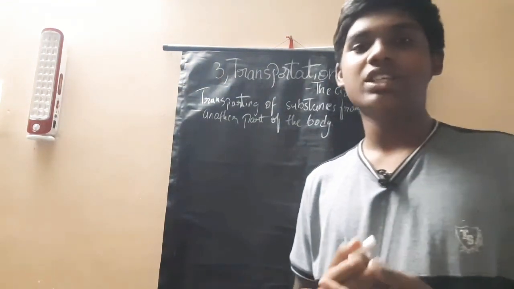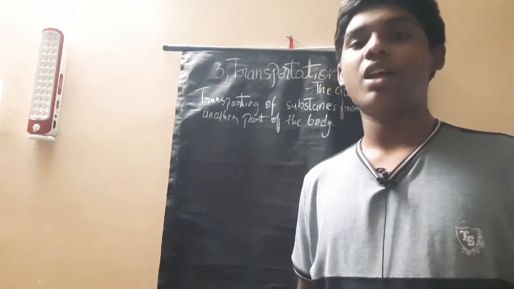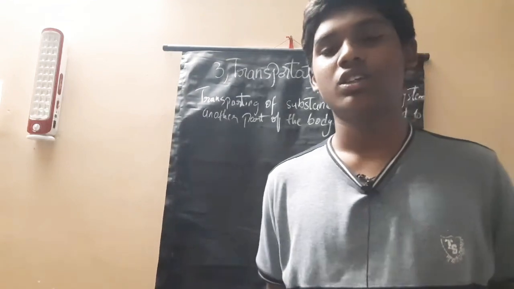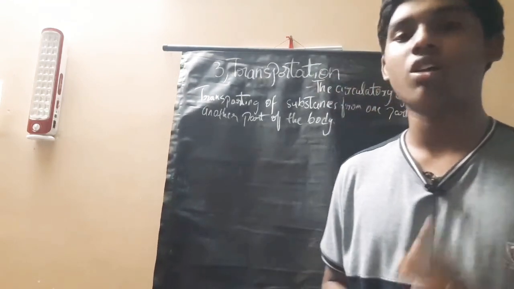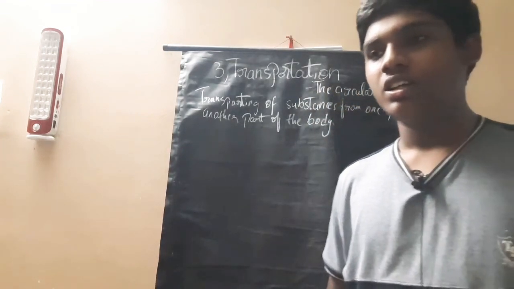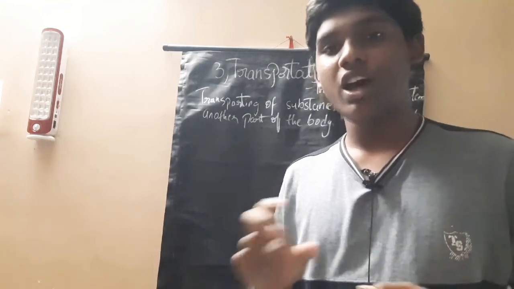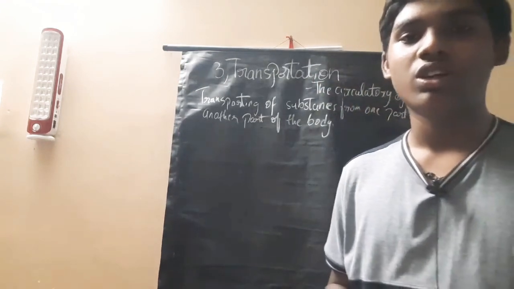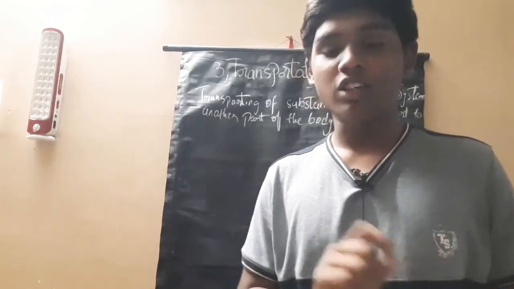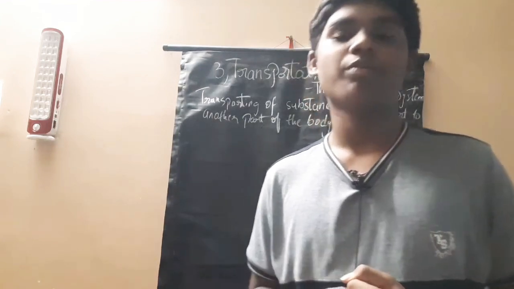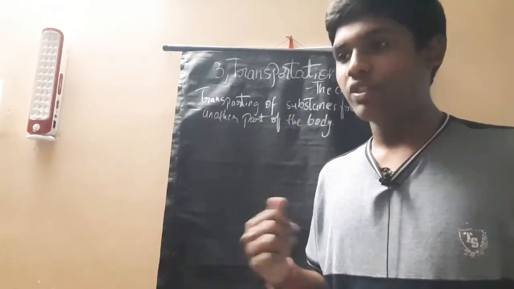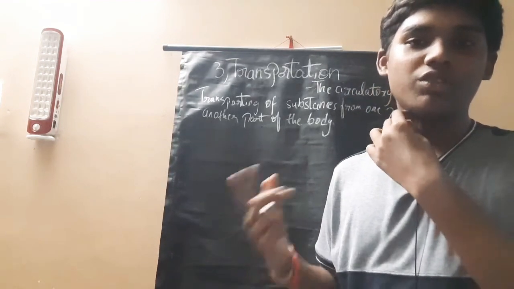Now, in unicellular organisms like amoeba and paramecium, transportation occurs through processes like osmosis and diffusion. But in multicellular organisms like human beings, let us assume that the transporting of substances also happens through osmosis and diffusion. It would take so many years to transport the substances through systems like osmosis and diffusion.